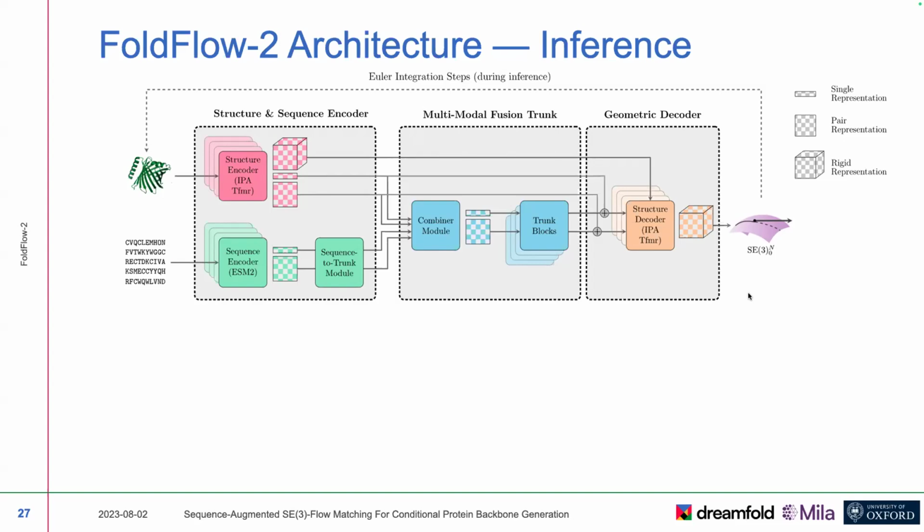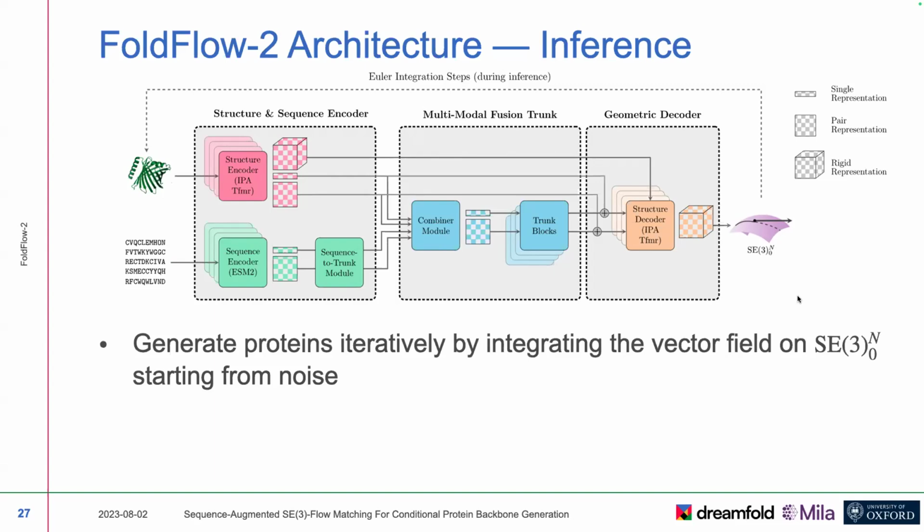You have your protein structure and your sequence. They get encoded and then they get fused and then they get decoded into a prediction of a vector field. And basically, we then generate proteins by starting from a noise distribution and then iteratively integrating the predicted vector field along a different number of time steps using Euler integration, like an Euler scheme for that. There's this iterative feedback loop between the current position and the predicted vector field.